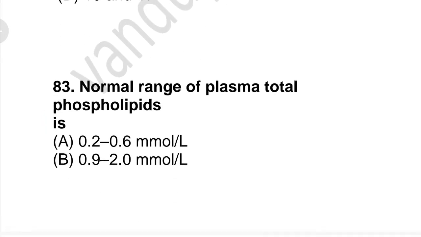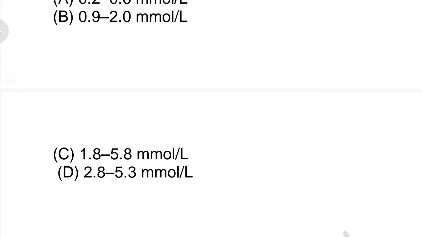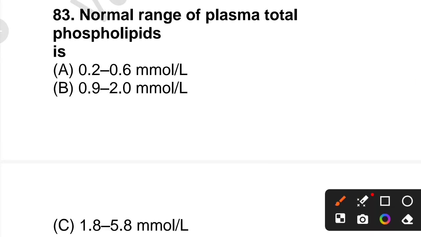Normal range of plasma total phospholipid is option A 0.2 to 0.6 millimoles per liter, option B 0.9 to 2.0 millimoles per liter, option C 1.8 to 5.8 millimoles per liter, option D 2.8 to 5.3 millimoles per liter. Right answer is option C, 1.8 to 5.8 millimoles per liter.